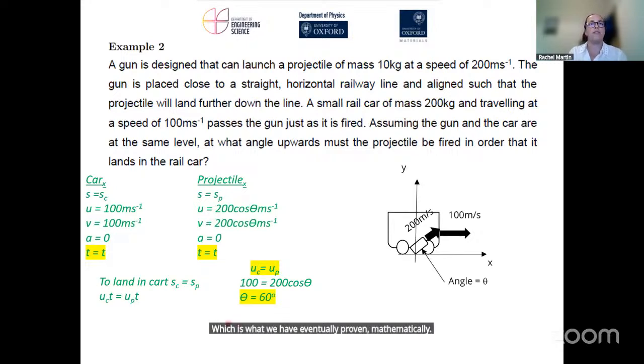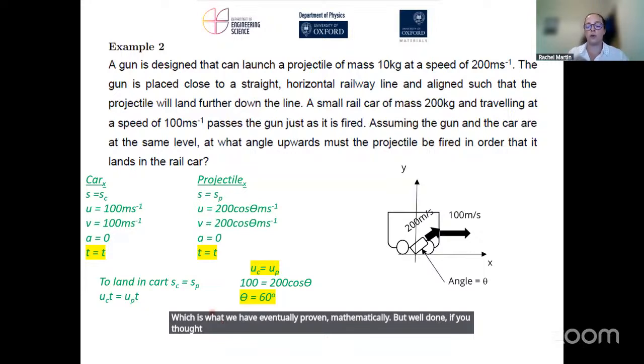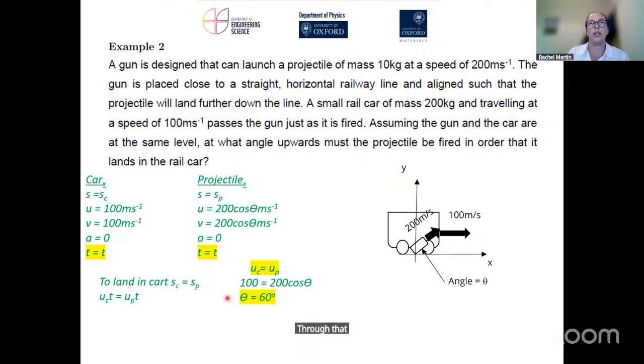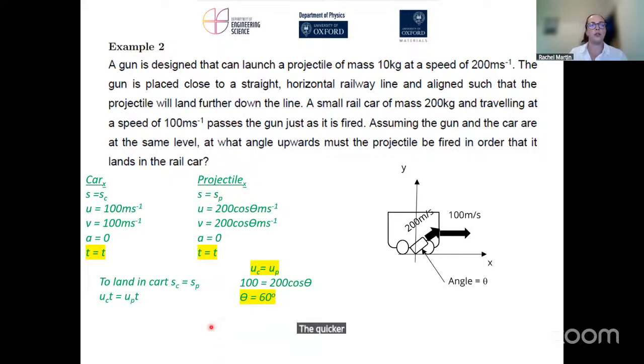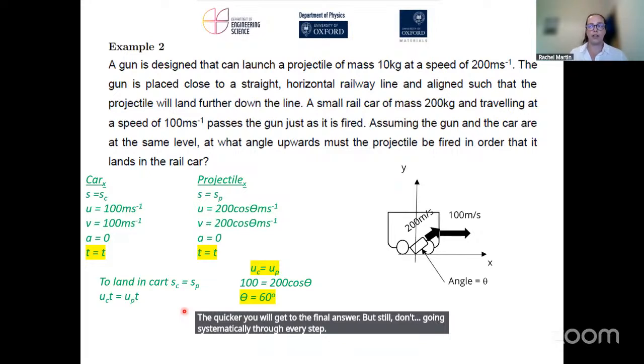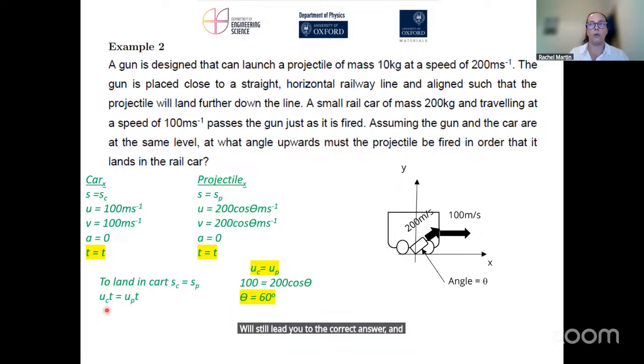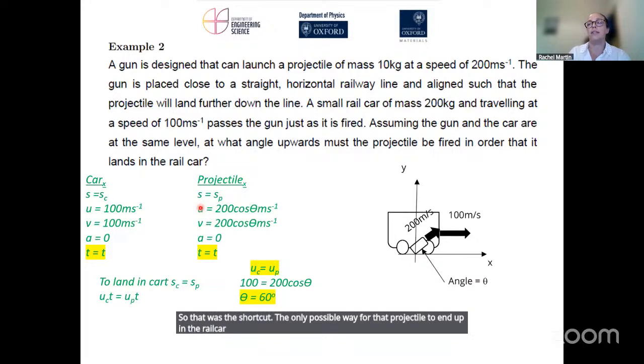But well done if you found the quicker route through that question and did your problem solving a little bit more speedy. The more problem solving you do over time, the quicker you will get to the final answer. But still, going systematically through every step will still lead you to the correct answer and will help you learn along the way. So that was the shortcut. The only possible way for that projectile to end up in the rail car is for the two horizontal velocities to actually be equivalent.